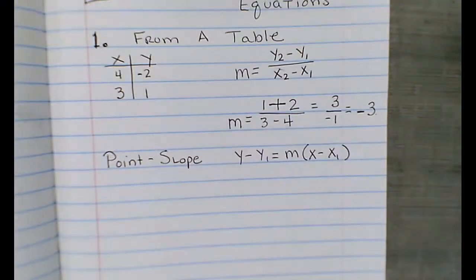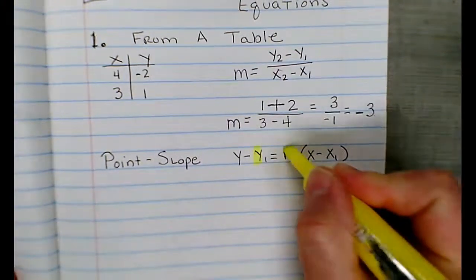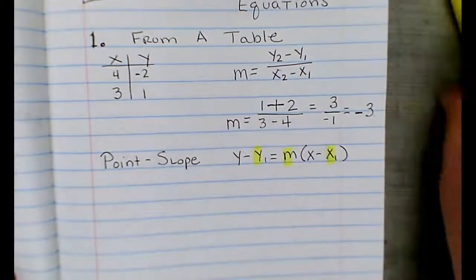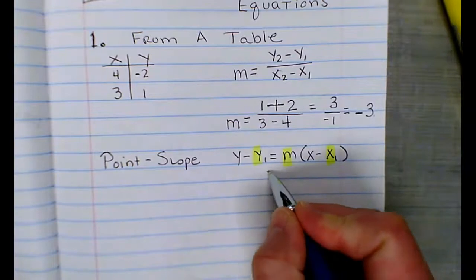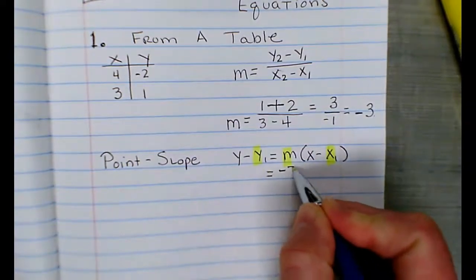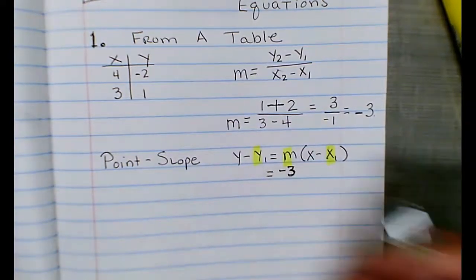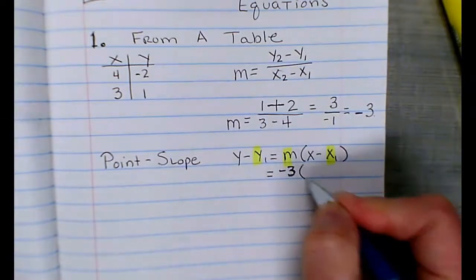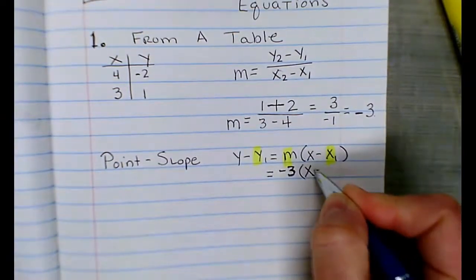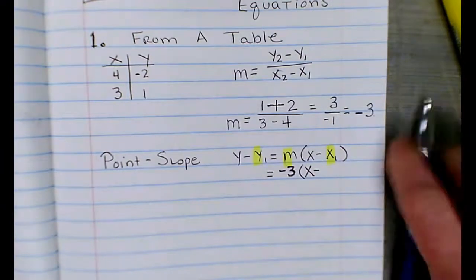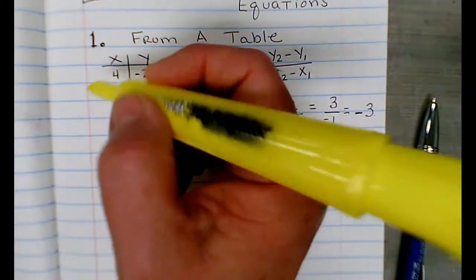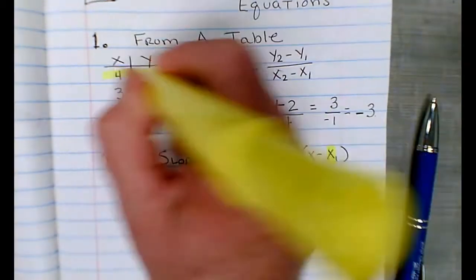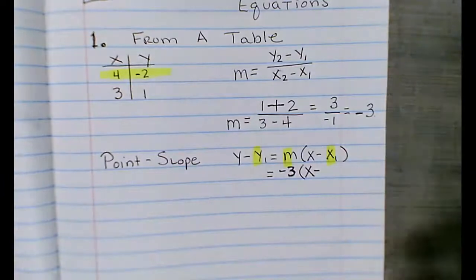Every time I give you point slope form, I highlight these because those are the 3 parts that you're going to fill in with numbers. We know that the slope is negative 3 because we just figured it out. I usually fill that one in first because it's usually easier. Now, up here in my table, I could use either pair of points. I'm going to just use this one because it's first.